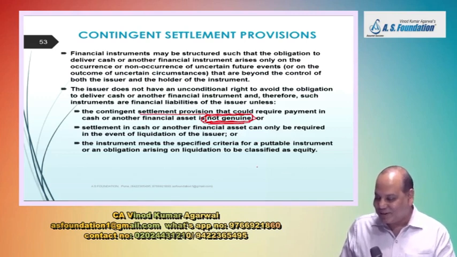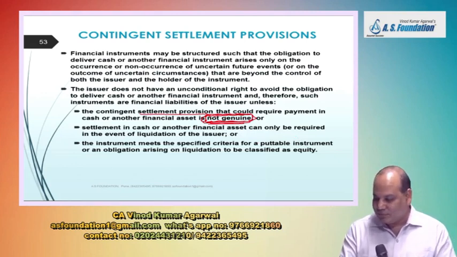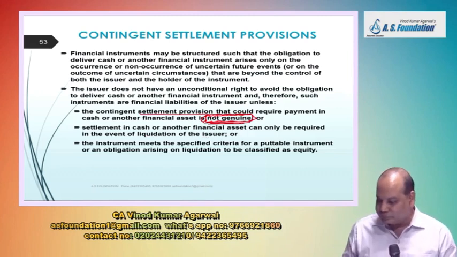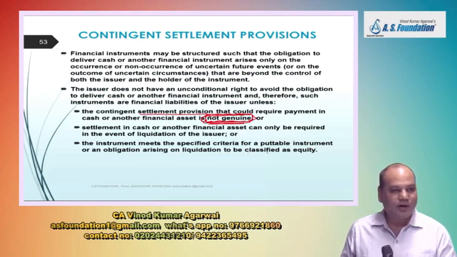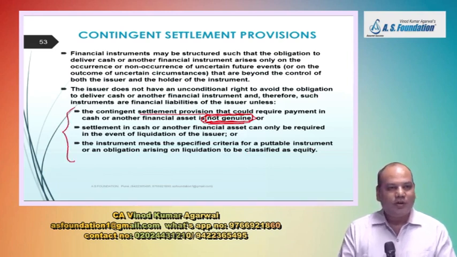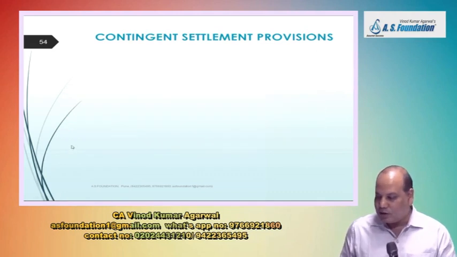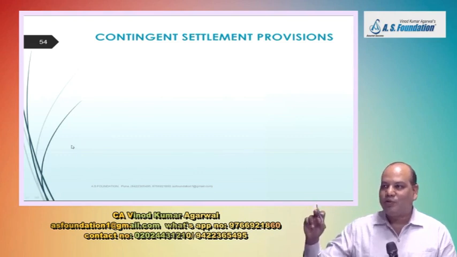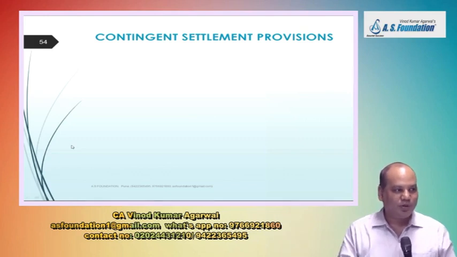Now come to the next point. Settlement in cash or another financial asset can only be required in the event of liquidation of the issuer. Okay. Or the instrument meets the specified criteria for a putable instrument or an obligation arising on liquidation to be classified as equity. So if these conditions are satisfied, welcome. It is a financial liability, otherwise equity. A putable instrument which requires you to pay a pro rata payment on liquidation, as we have discussed continuously, will be equity.